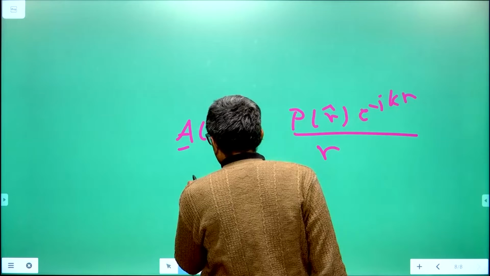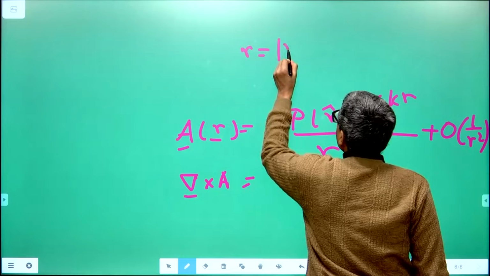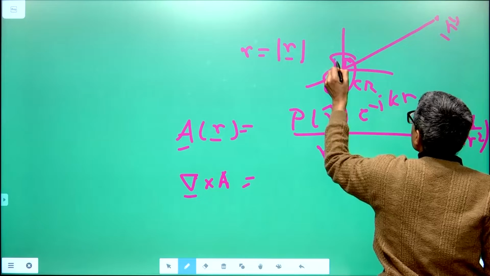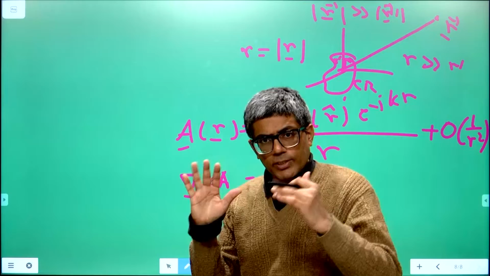Now from this you can calculate the magnetic field, del cross A, in the far field zone, everything only up to order 1 by r square. So I should write plus order 1 upon r square. Here r is the magnitude of the radial vector r. So this is the cavity resonator here, RDRA or CDRA or anything. Here you have a point in the far field zone and this mod r is much larger than mod r prime, as r prime varies over the surface. When I remove the subscript, it means you are taking the modulus of that particular vector.